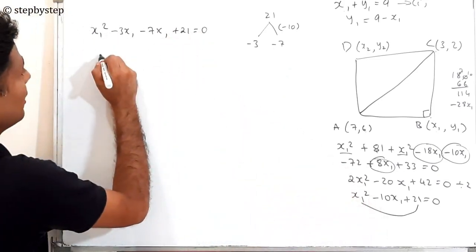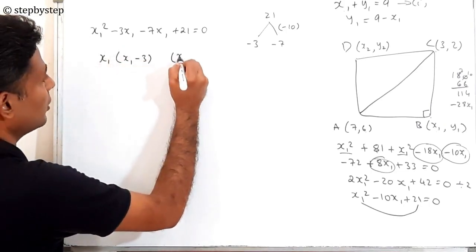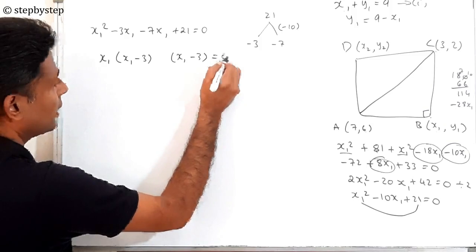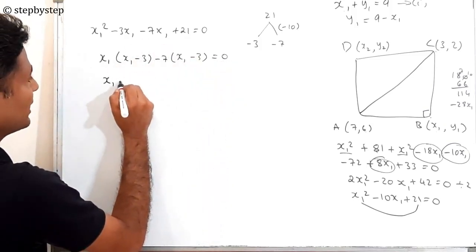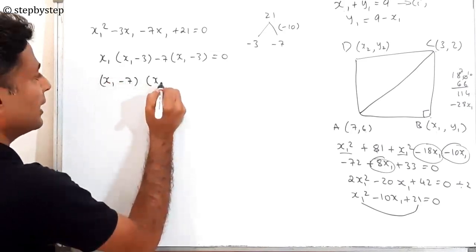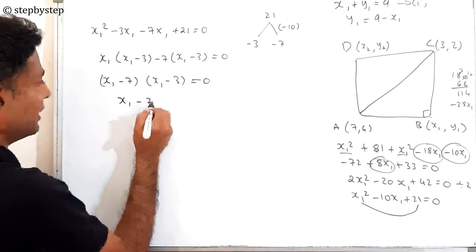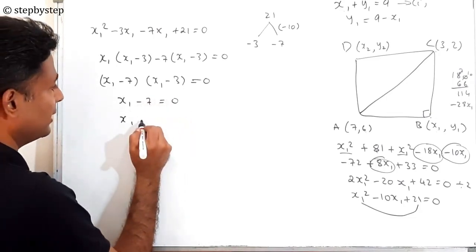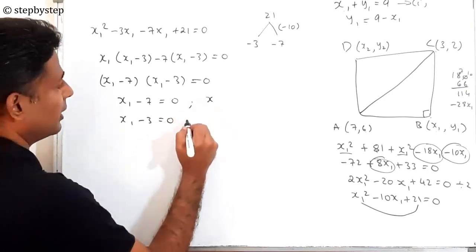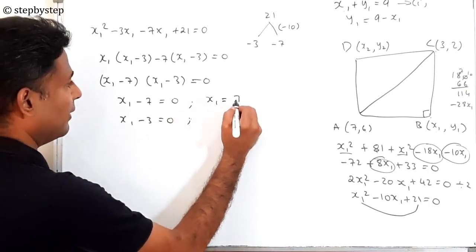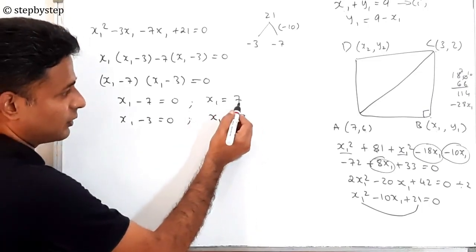So what do we get? x1 is common, so I can write x1 minus 3, which means here also I should get x1 minus 3 equal to 0. So what do I have to take common? Minus 7. So we get x1 minus 7 into x1 minus 3 equal to 0, which means x1 minus 7 equal to 0 and x1 minus 3 equal to 0, which means x1 is equal to 7 and x1 is equal to 3. Now we got values of x1 as 7 and 3.